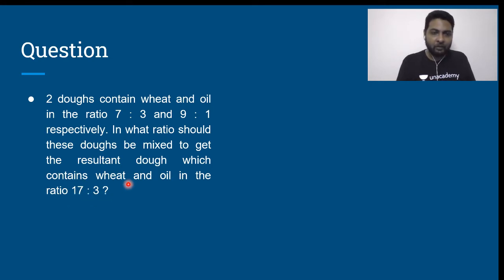17:3? So the first flour mixture has wheat and oil in the ratio of 7:3. The other one has it in the ratio of 9:1. We have to mix these such that we get the resultant mixture which has wheat and oil in the ratio 17:3. Now the question is, in what ratio do we have to mix these two duffs to get the resultant duff? Is that clear? I'll give you a minute. Think about it, and then I shall explain the solution.